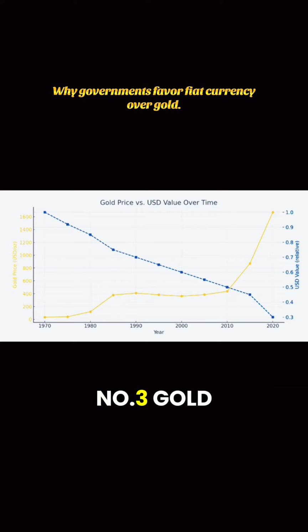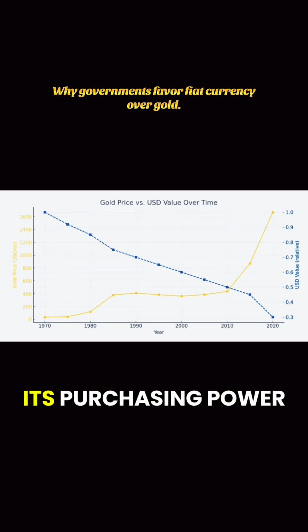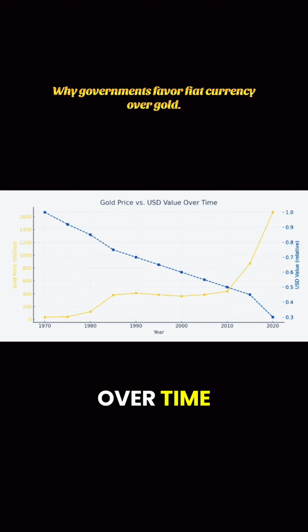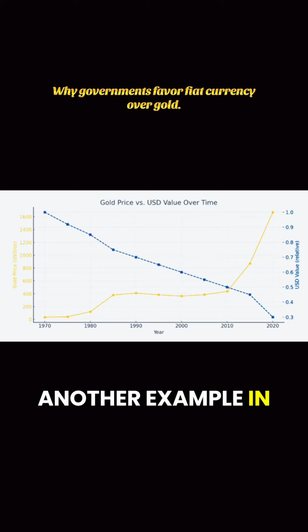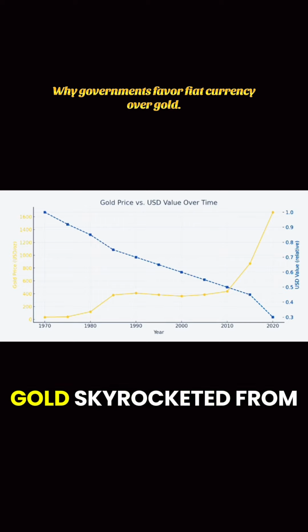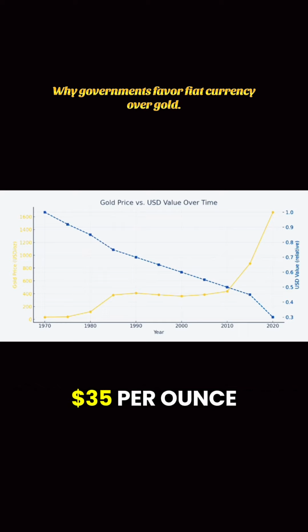Number three, gold is an inflation hedge. When inflation rises, people turn to gold to protect their wealth because gold maintains its purchasing power over time. Another example, in the 1970s, inflation surged and gold skyrocketed from $35 per ounce in 1970 to $850 in 1980. Today, it's well over $3,000 per ounce.